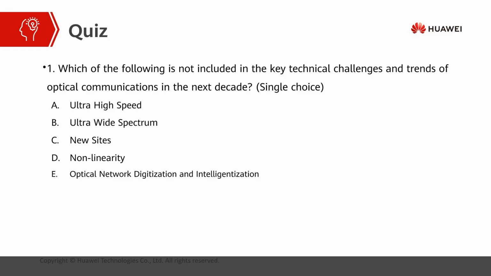A. Ultra-high speed. B. Ultra-wide spectrum. C. New sites. D. Non-linearity. E. Optical network digitization and intelligentization. So we say that ultra-high speed, ultra-broadband spectrum, non-linearity, digitalization, and intelligent optical networks, they are the chains or challenges in the optical communication. Therefore, the answer is C, new sites. This is not one of the evolution chain or the technical challenges.